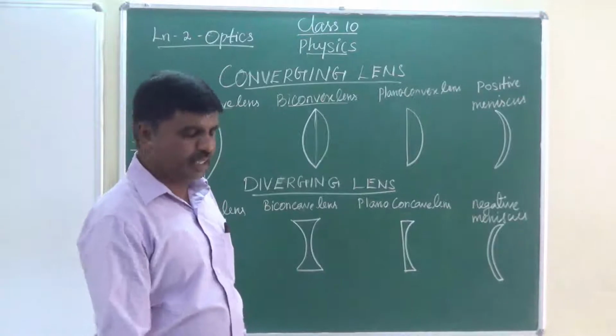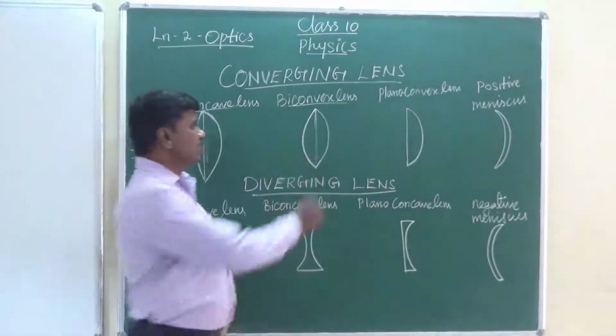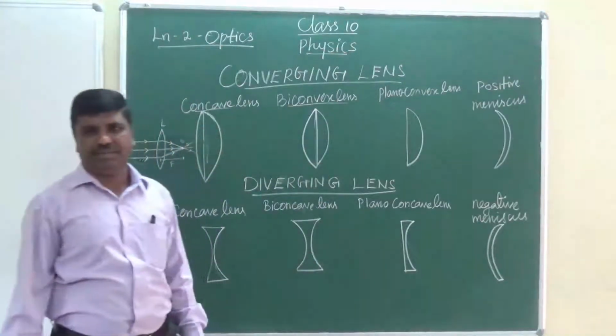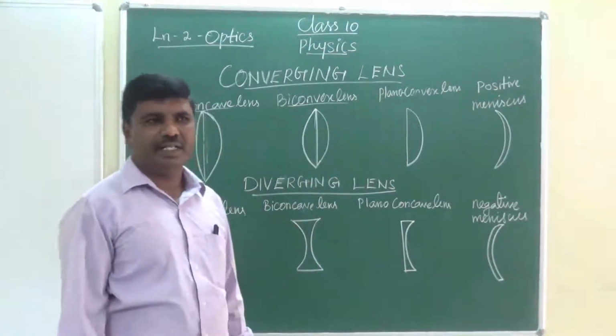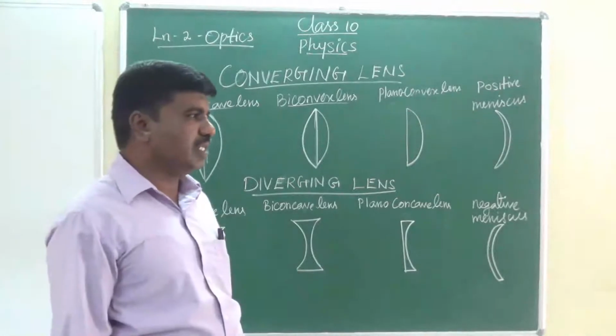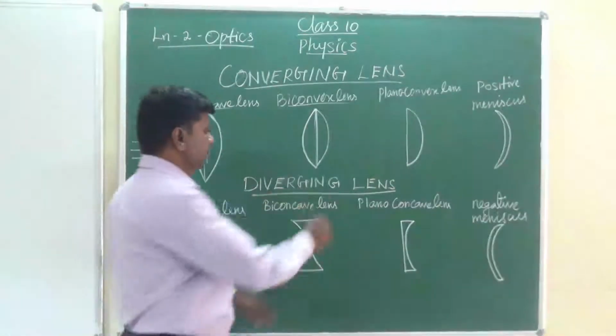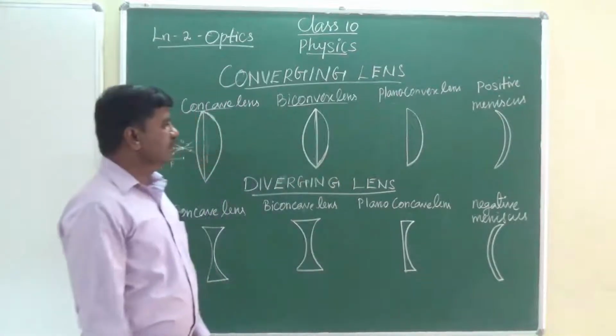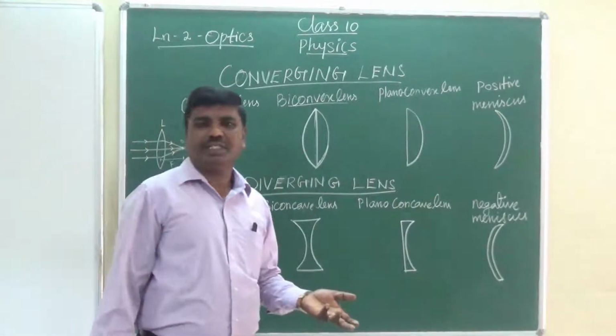Both sides are bulged. If you draw a central line, both sides are uniformly spherical. We can say it is a spherical mirror. Both sides, if you draw a central line, it is uniformly spherical, we can say. Okay. So where are these lenses used?